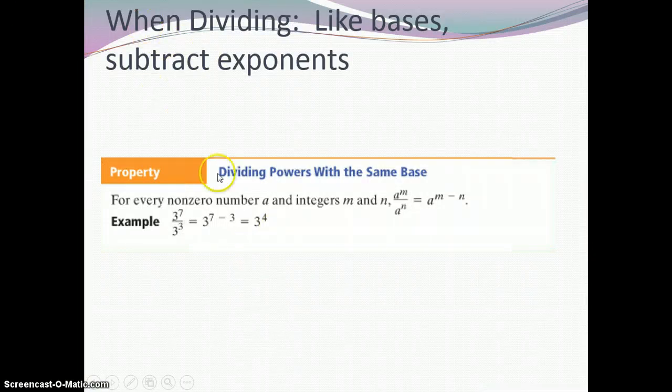Alright, so here is our first orange box. So this is examples 1 and 2, dividing powers with the same base. So this is our like bases, subtract exponents. When we multiplied, we added the exponents. Now that we're dividing, we're going to be subtracting the exponents. So here's a quick numerical example. 3 to the 7th over 3 to the 3rd. Like bases, the base is the 3 here. Subtract these exponents, I get 3 to the 4th, or 81.